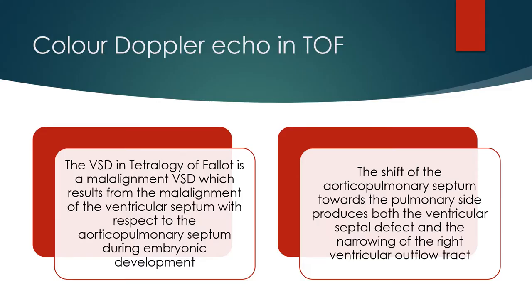The VSD in tetralogy of Fallot is a malalignment VSD, which results from the malalignment of the ventricular septum with respect to the aorticopulmonary septum during embryonic development. The shift of the aorticopulmonary septum towards the pulmonary side produces both the ventricular septal defect and the narrowing of the right ventricular outflow tract.